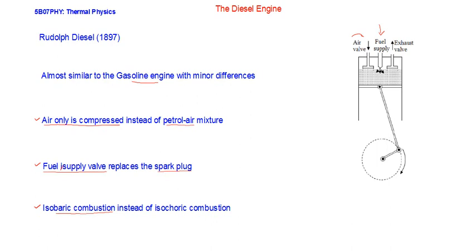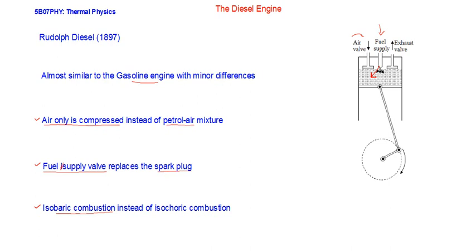And the third one, the combustion happens under a constant pressure condition instead of constant volume condition. That was a feature of the gasoline engine. And you can see this figure. The position of the spark plug has been taken up by a valve here, which is just spraying diesel into very fine particles. In order to catch fire, the diesel should be sprayed into very fine particles, and that is the role of the fuel supply valve here.